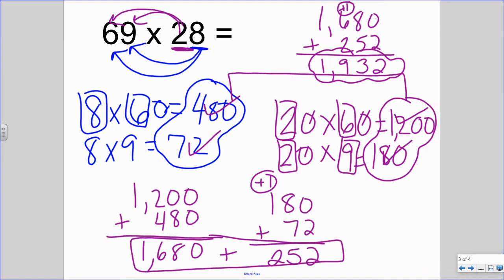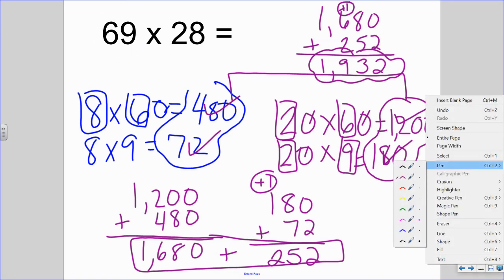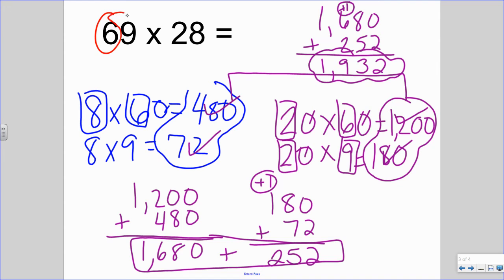1,932. And again, estimating is such an easy way to check to see if your answer makes sense. It's just a quick trip to the spa. That's about 70. That's about 30. Do a little box and dot action. 7 times 3 is 21 with 2 zeros. I know my answer should be about 2,100. So I know my answer makes sense.